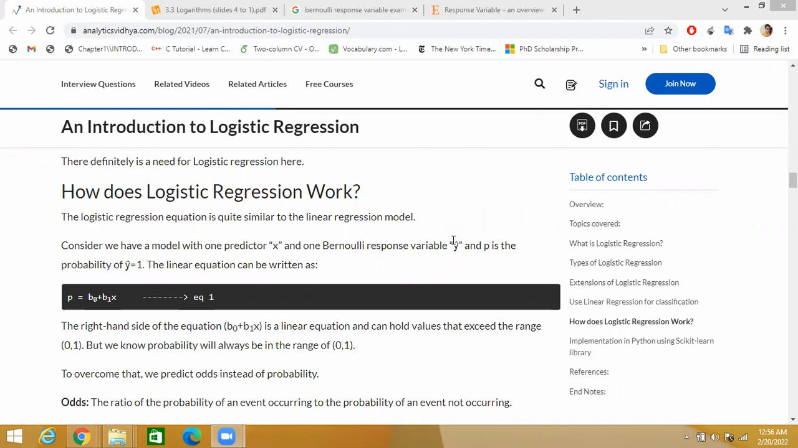In this video, I am going to explain the mathematics behind logistic regression and derive the logistic regression equation. So let's start.